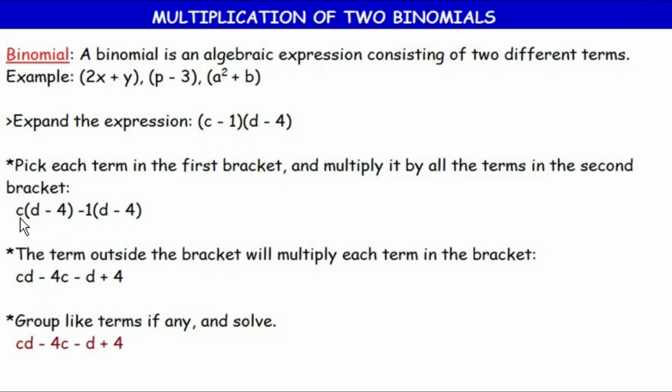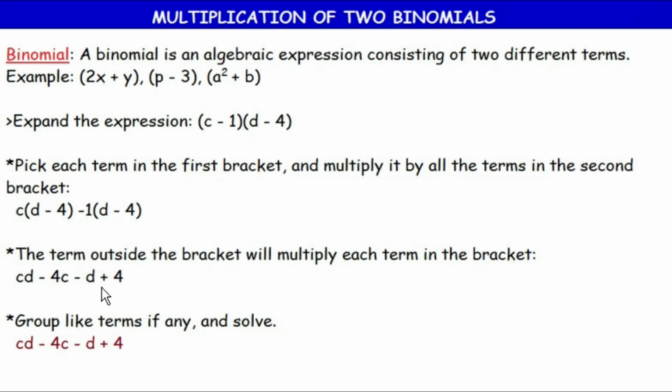So from here you simply apply your knowledge on expansion. The term outside will multiply each of the terms inside. So c times d becomes cd. C times minus 4 gives us minus 4c. Minus 1 times d gives us minus d. Minus 1 times minus 4 gives us positive 4. So from here just group like terms and solve. If there are like terms, you group them and you solve.